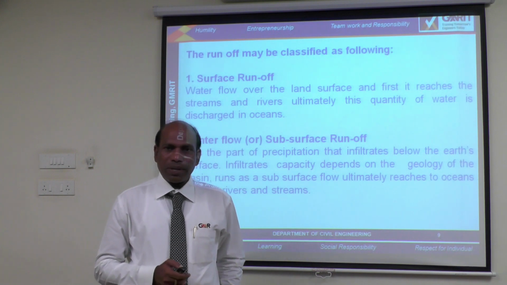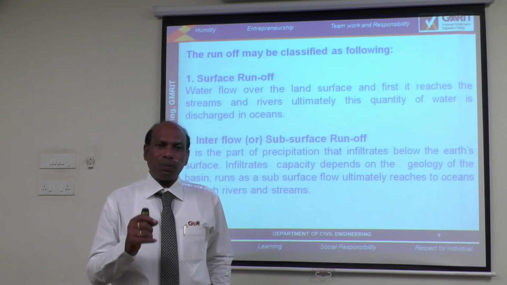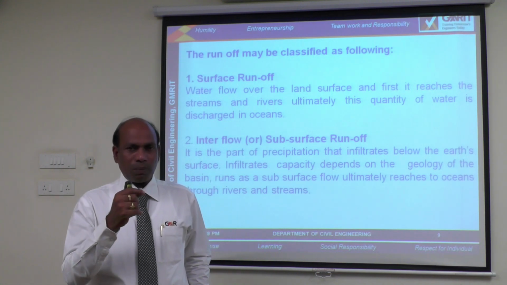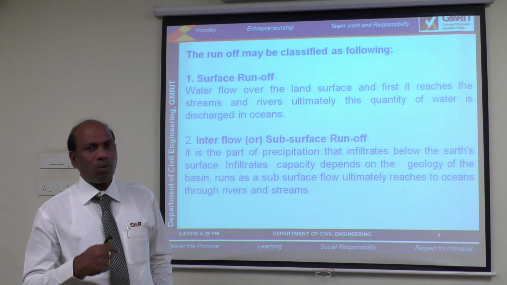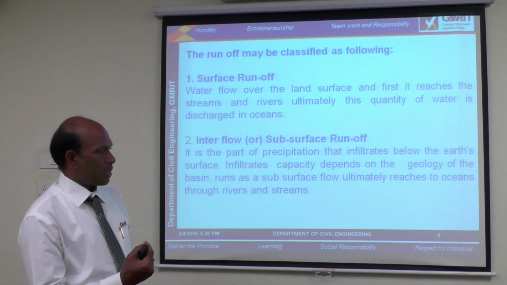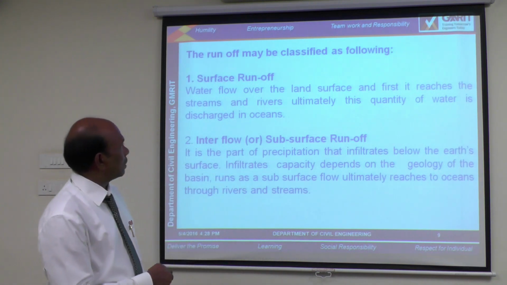And the last classification is the groundwater flow. This is also part of precipitation. Once rainfall touches the ground surface, a part of the water infiltrates, then percolates down and touches the groundwater table. This groundwater table forms a reservoir, and this water also finally reaches the oceans.